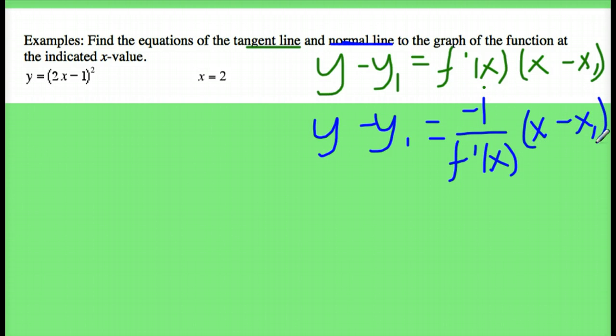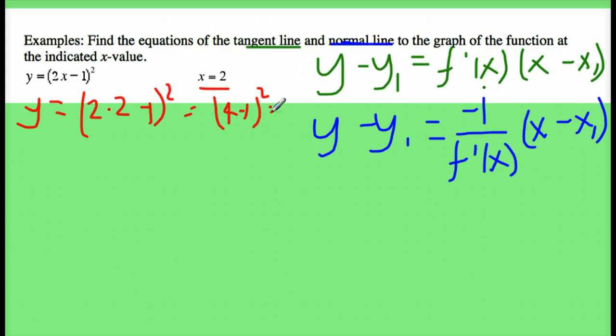So according to this problem, we already have one piece, which is our x. But for every x, we have to find a y. So let's go ahead and find the y here. And I get y is equal to 2 times 2 minus 1 squared gives us 4 minus 1 squared, which is equal to 3 squared is 9, right? So my y is equal to 9. So to solve these problems, I'm going to have to find my f prime so I can plug it into here, and then take the negative reciprocal and plug it into here.